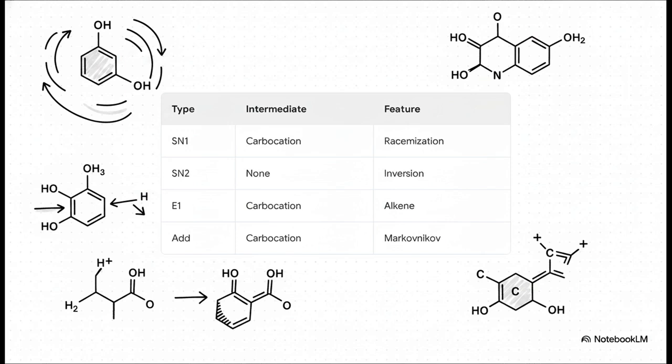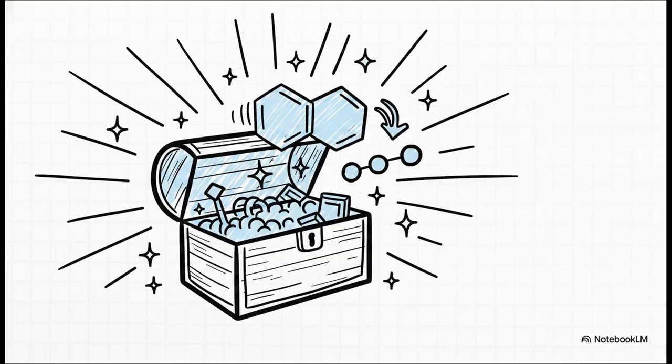SN1, carbocation intermediate, resulting in racemization. SN2, no intermediate, resulting in a precise inversion of configuration. E1 is super similar to SN1. It has a carbocation, but it forms an alkene. And remember, electrophilic addition across double bonds? Yep, it also forms a carbocation and reliably follows Markovnikov's rule, meaning the hydrogen attaches to the carbon that already has more hydrogens. Keep these golden exam points front of mind during your test.